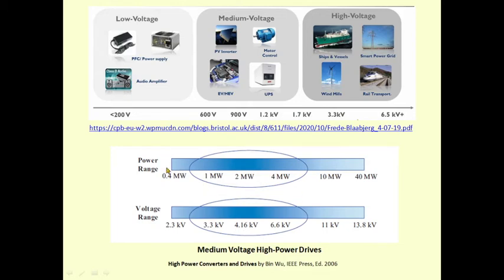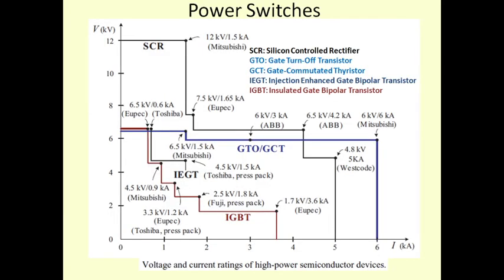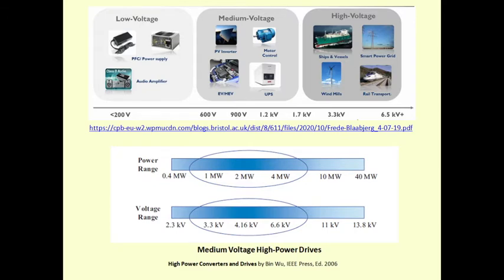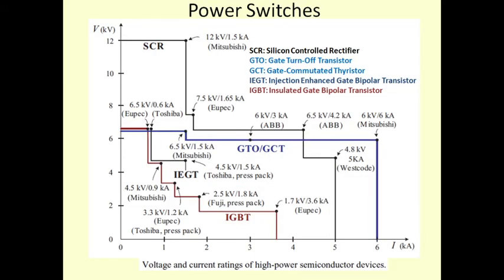And what is this circle? This circle shows that this is the range in which most of the drives are there. Most of the medium voltage high power drives will fall in this range. However the range is this much, but this is the range in which major power electronic devices will fall. Okay, now coming to the power switches.